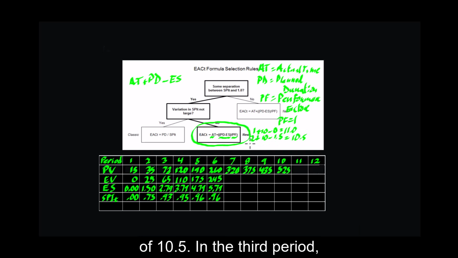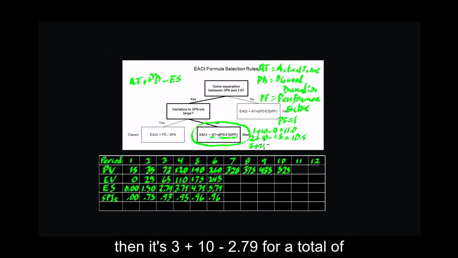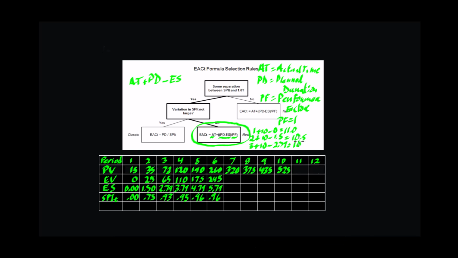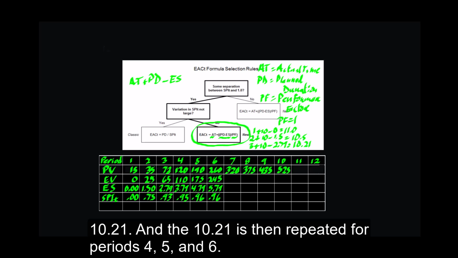In the third period then it's 3 plus 10 minus 2.79 for a total of 10.21. And the 10.21 is then repeated for periods 4, 5, and 6.